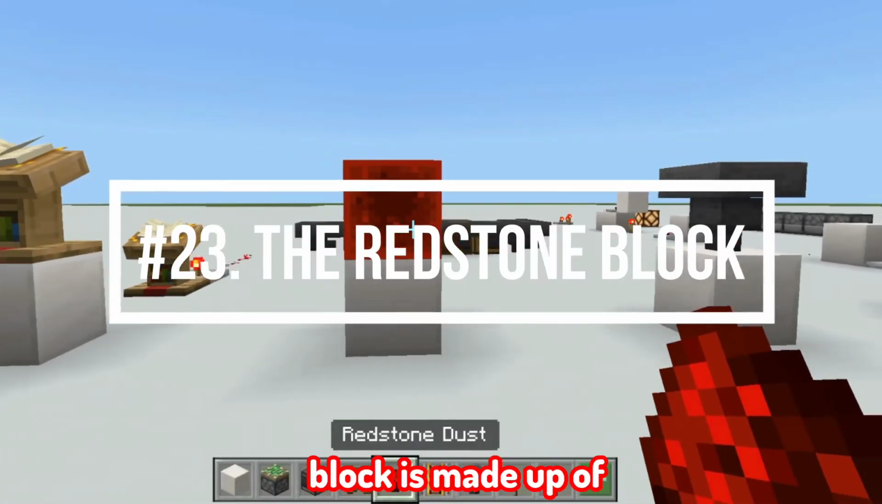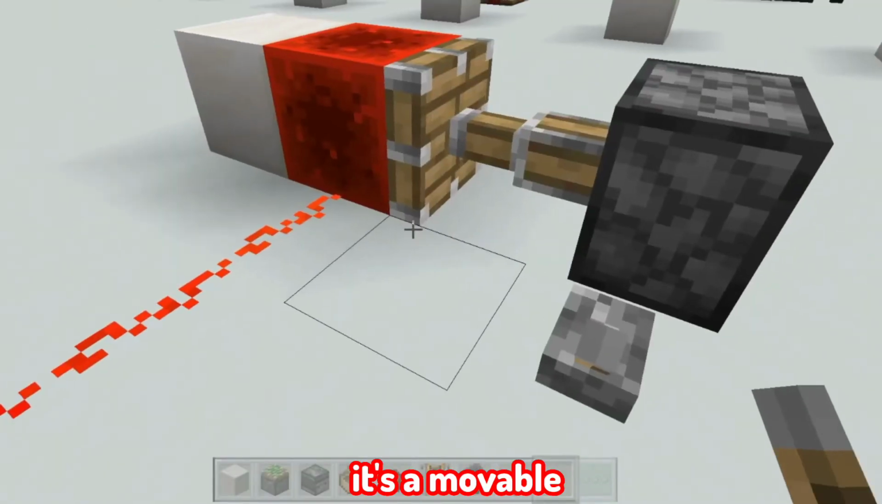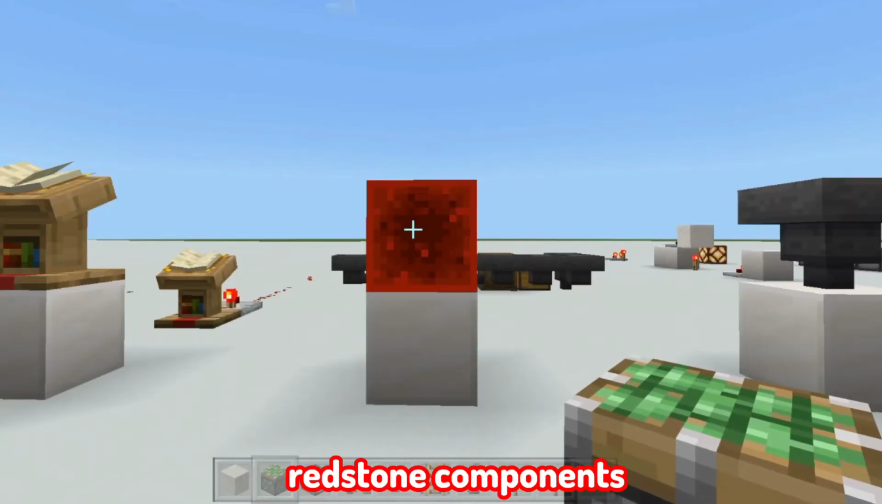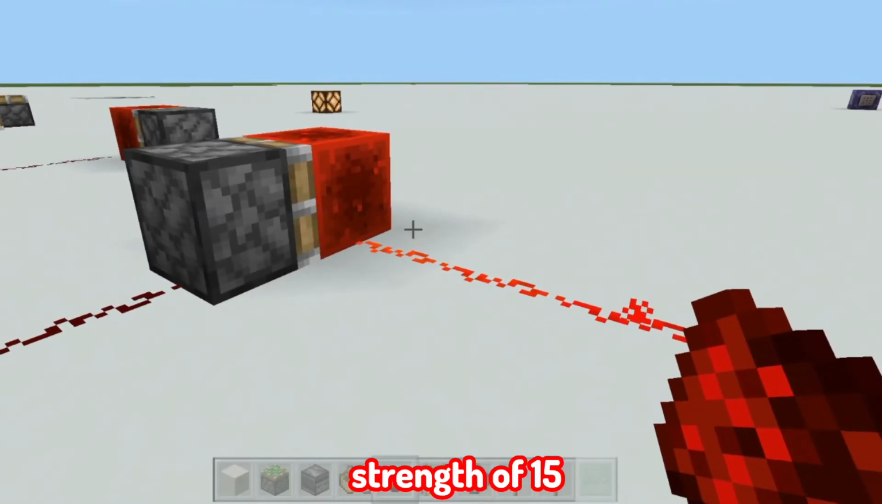The redstone block is made up of 9 pieces of redstone dust. It's a movable power source which activates redstone components and gives out a signal strength of 15.